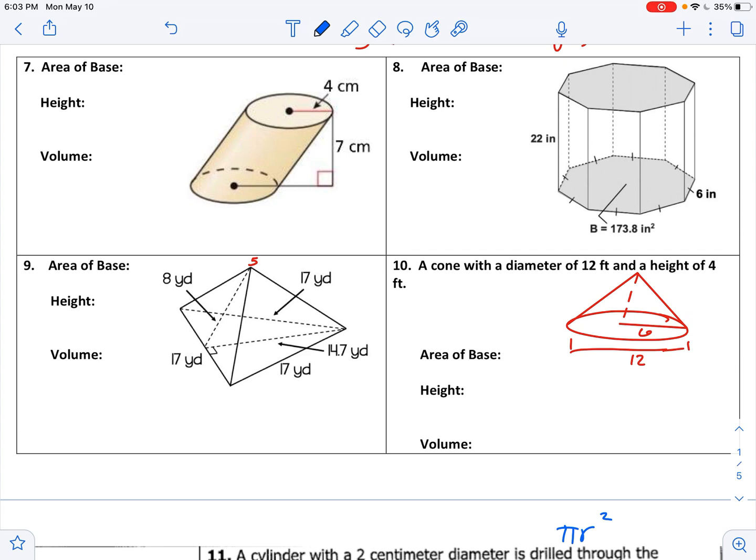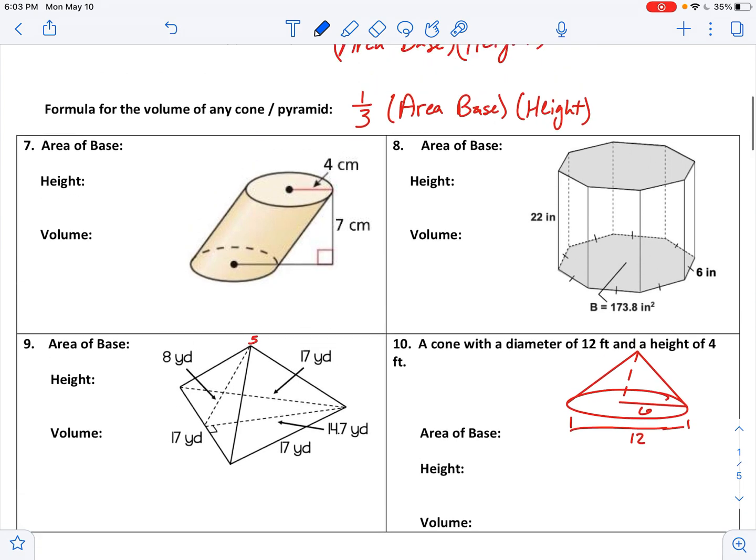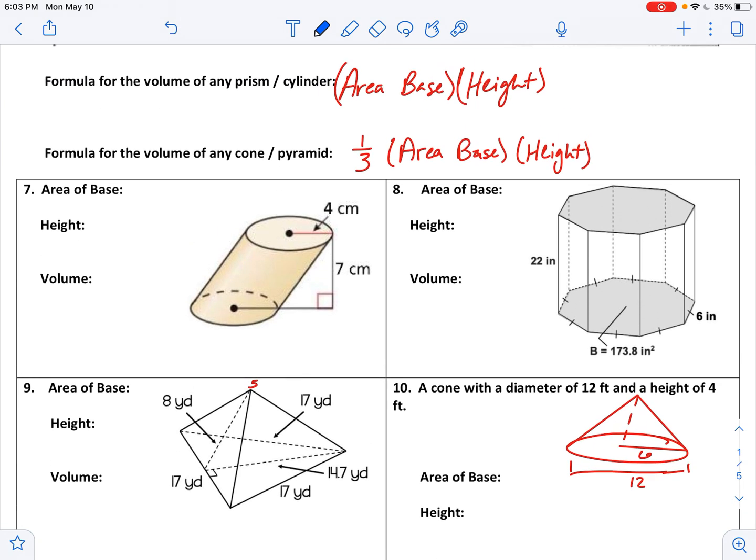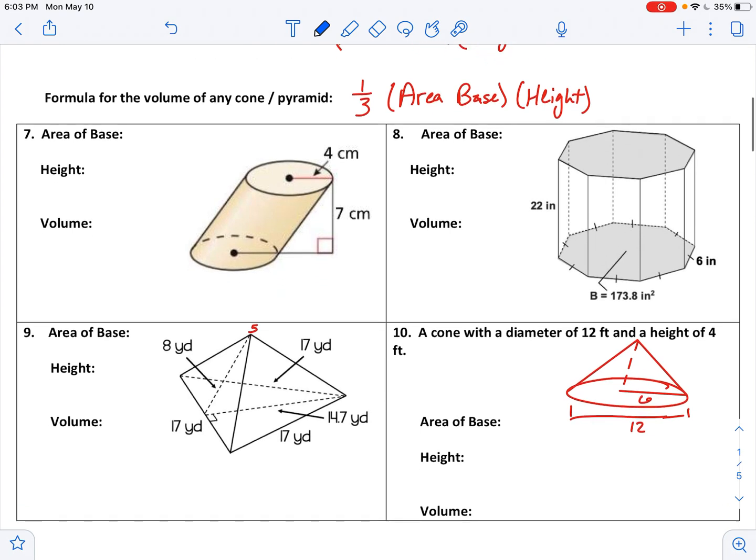So this video is only going to focus on prisms and cylinders, which means that the area of the base times the height is going to be our only formula. So any prism or cylinder, you just do the area of the base times the height, because it's like you're stacking up a specific shape some number of times.